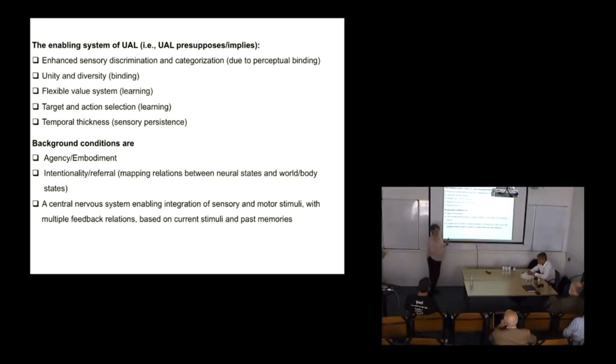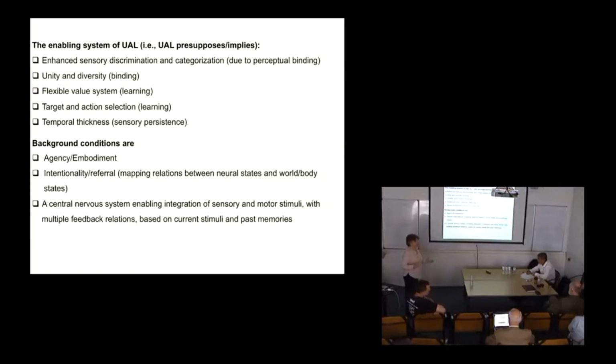We have to assume agency and embodiment for the system to work at all, because where are all these inputs coming from? And how can we think about them? We have to think about intentionality, referral, we have to think about something that we can call neural representation, and in fact we think that we can give some substance to the notion of mental representations.